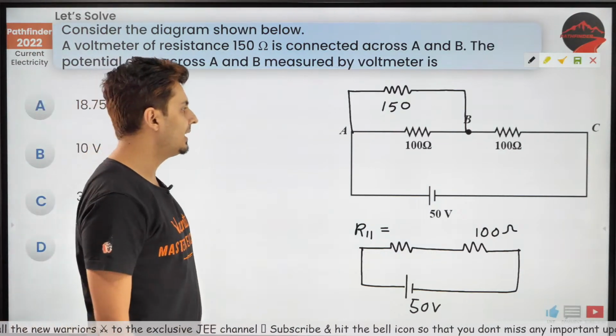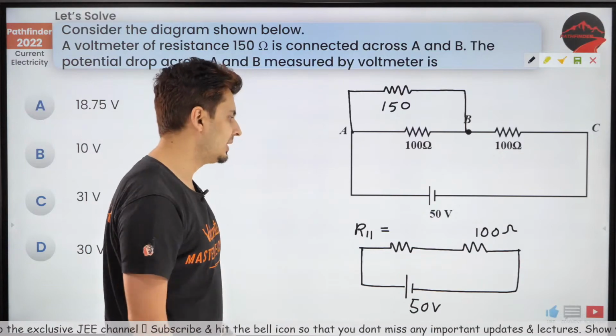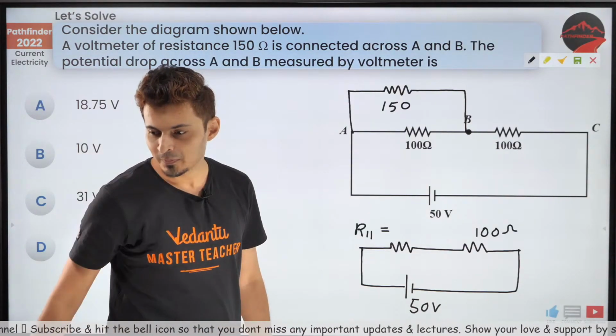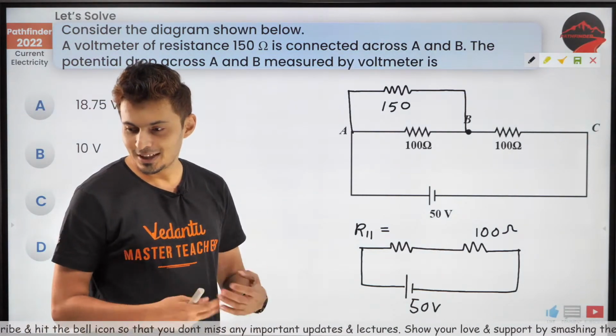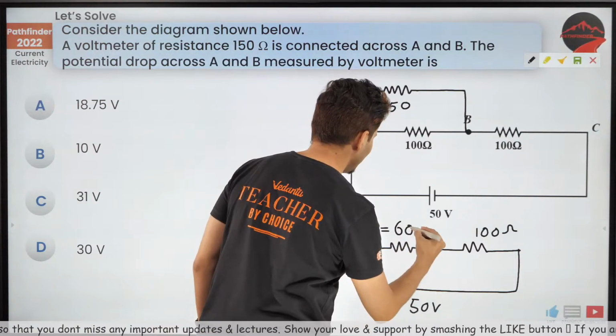100 into 150 upon 100 plus 150, which is 100 into 150 divided by 250. Simplified, cut, put. Aishwarya has given the answer really quick. Very good. Yes, 60 ohms. Beautiful. So this is going to be 60 ohms.